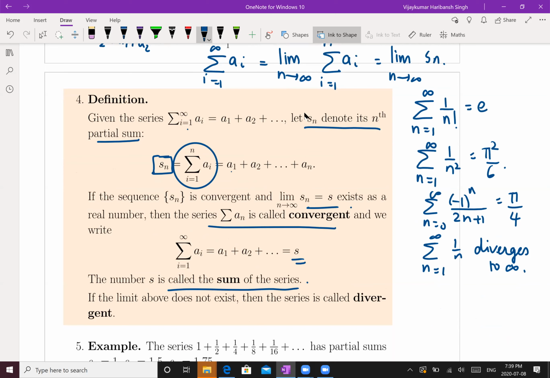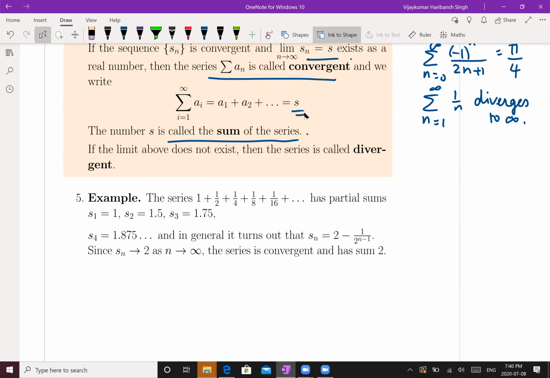So the idea is, if the sequence of partial sums converges, then the series converges. And the number to which the sequence of partial sums converges is the sum of the series. If the limit of the sequence of partial sums does not exist, then we call the series divergent. Okay, so that's the idea.